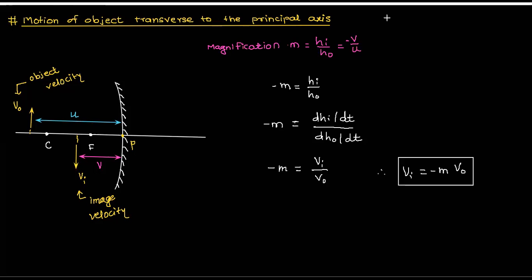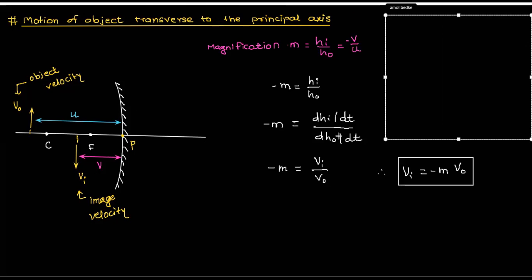If you want, you can write some part here like this. That is, v is what? Image distance. At what distance is the image moving? u is what? Object distance. Next, hi. Hi is what? Height of image. Yes.